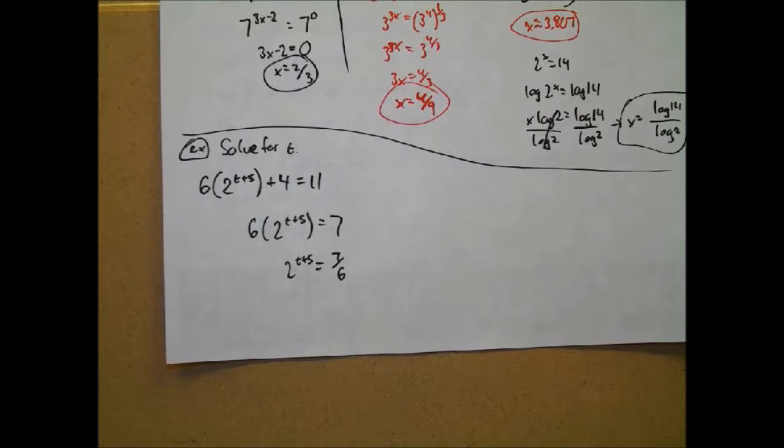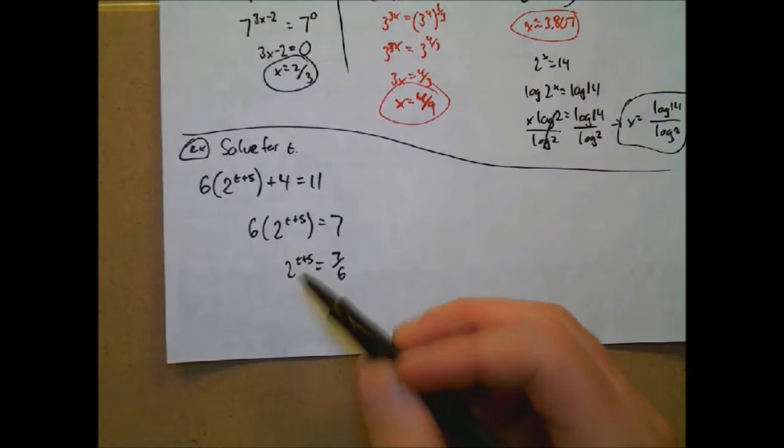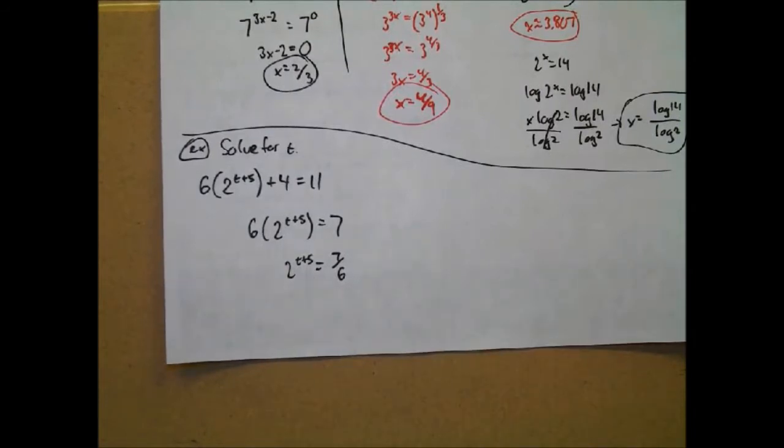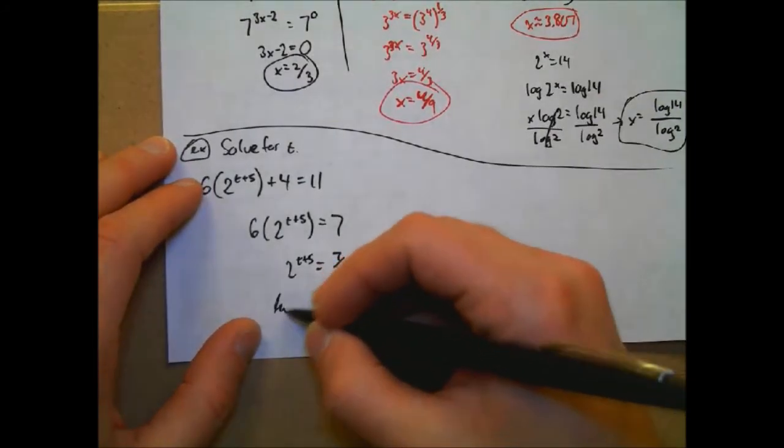Okay? Log base 2 would maybe be the most natural one to use here because we have 2 and then the exponent has the t plus 5 in there. You don't have to though. So you could use log base 2, natural log, any base you want to use. So I'll use natural log here for this one just to change it up. So I'll do natural log of both sides.